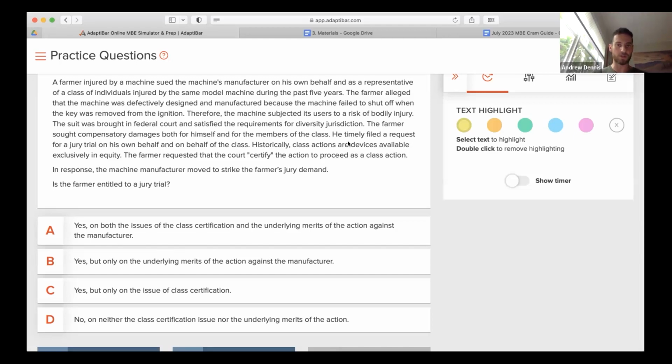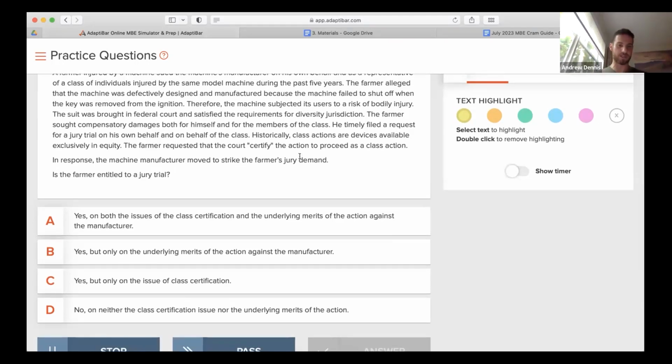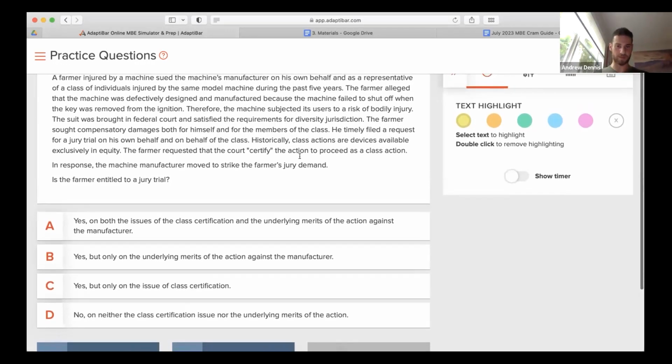Historically, class actions are devices available exclusively in equity. The farmer requested that the court certify the action to proceed as a class action. In response, the machine manufacturer moved to strike the farmer's jury demand. Is the farmer entitled to a jury trial? Yes, on both the issues of the class certification and the underlying merits of the action against the manufacturer. Yes, but only on the underlying merits of the action against the manufacturer. Yes, but only on the issue of class certification. And no, on neither the class certification issue nor the underlying merits of the action.